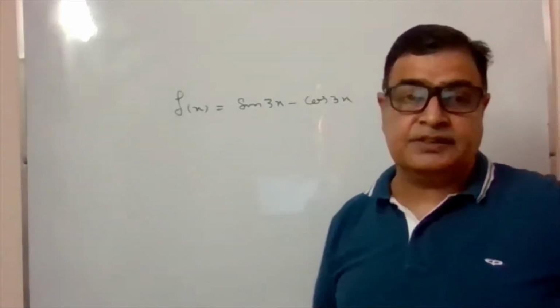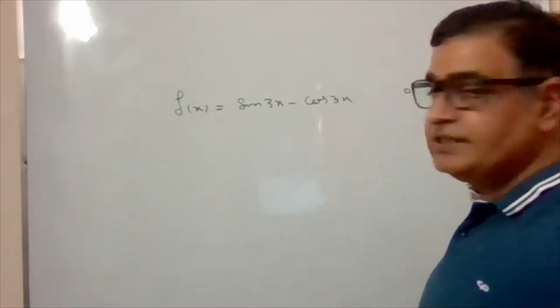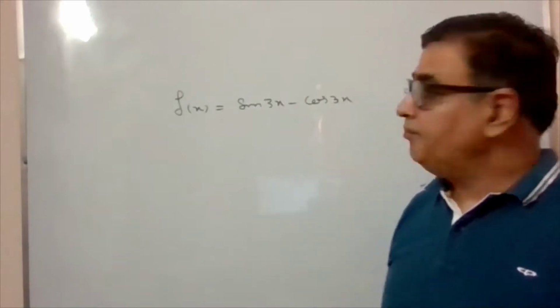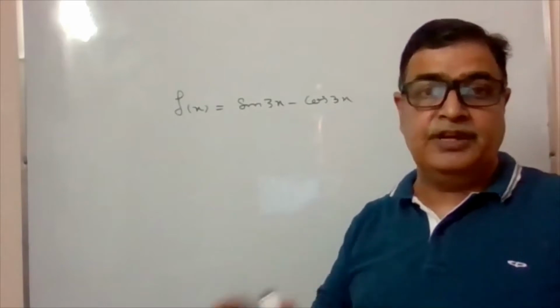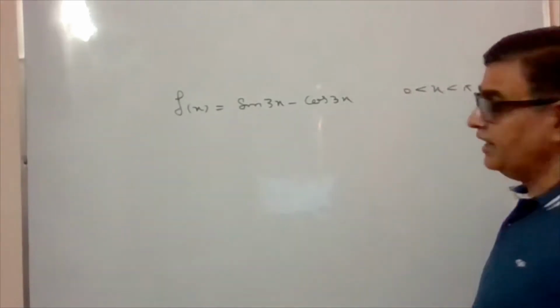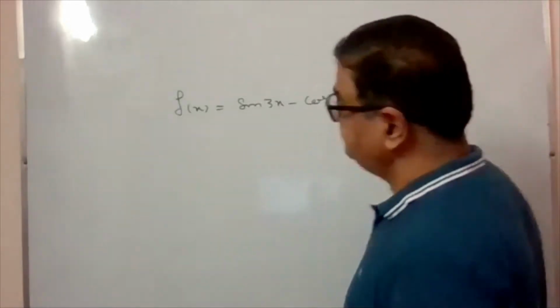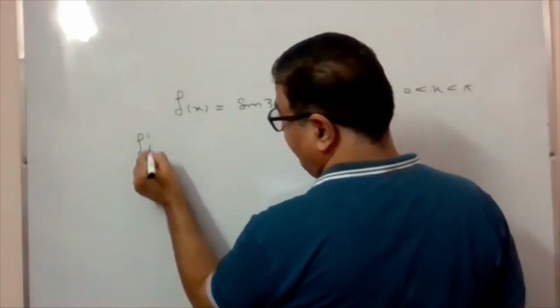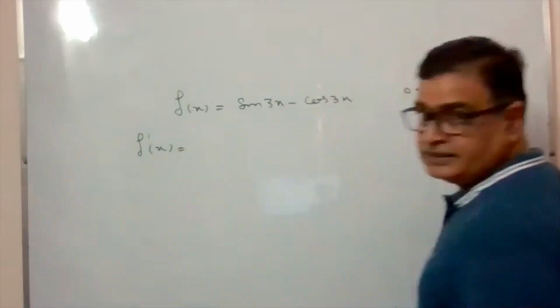f(x) is sine 3x minus cos 3x, x is between 0 and pi. My question is, find the interval where it is increasing, where it is decreasing. Again, we should start. This is a board question we had. So first we differentiated, f dash x.